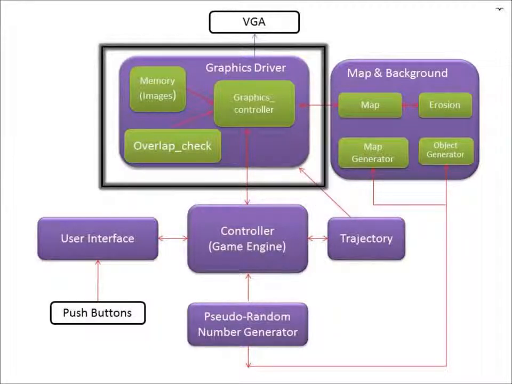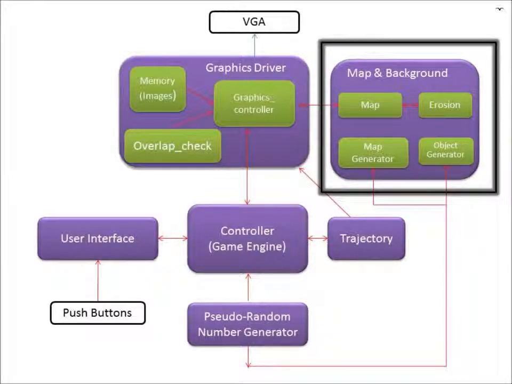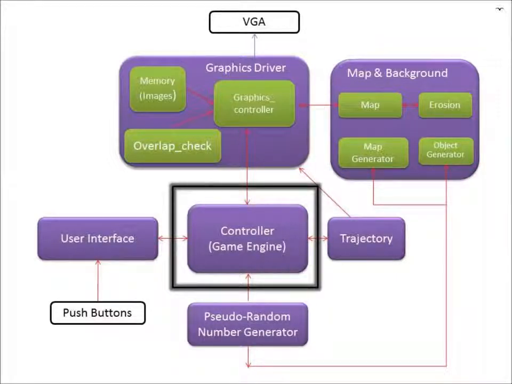The graphics driver contains the ROM memory for sprites, overlap checking, and the graphics controller. The map and background contains the map generator, erosion for when a cannonball hits the ground, and the object generator for the movement of the clouds. Lastly, the controller determines which state to be in, based on the input from the user and other modules.